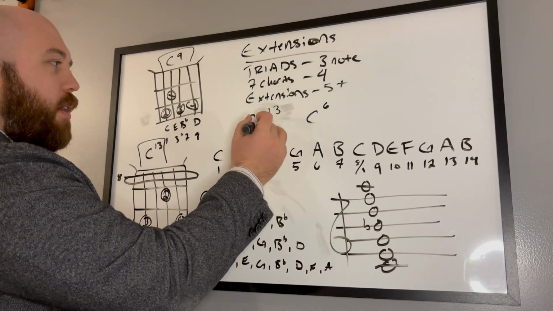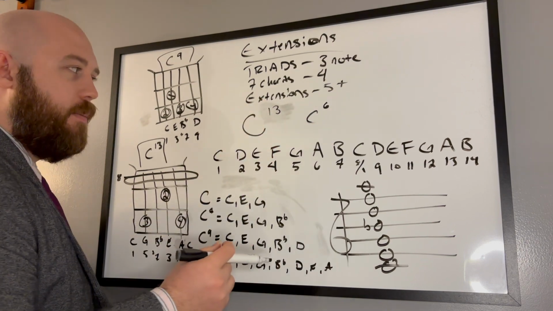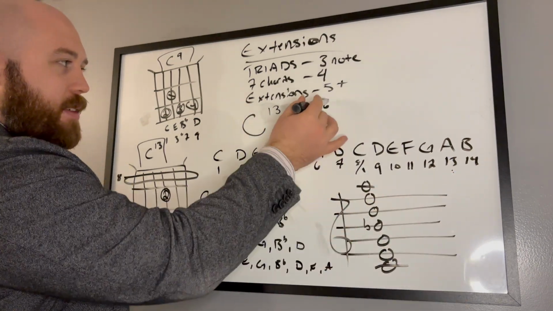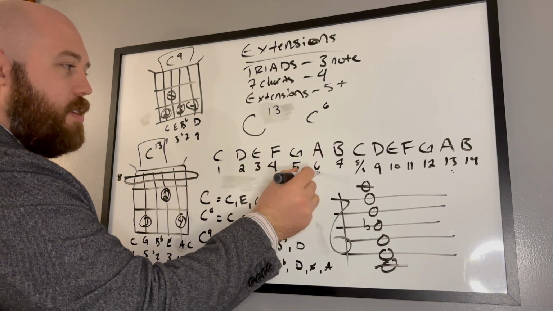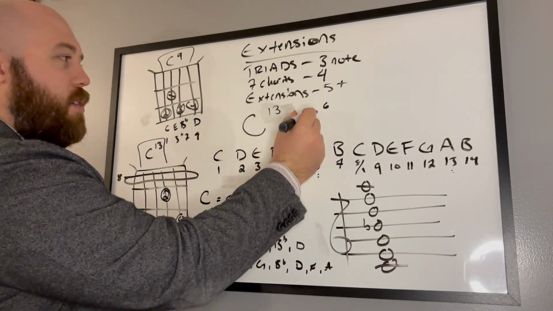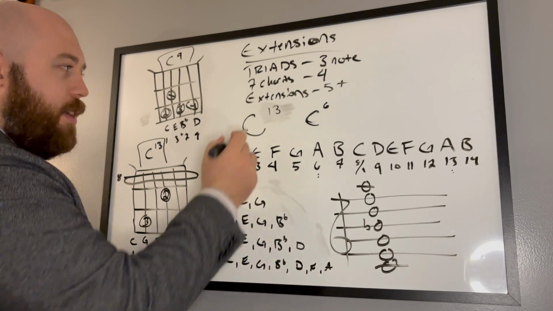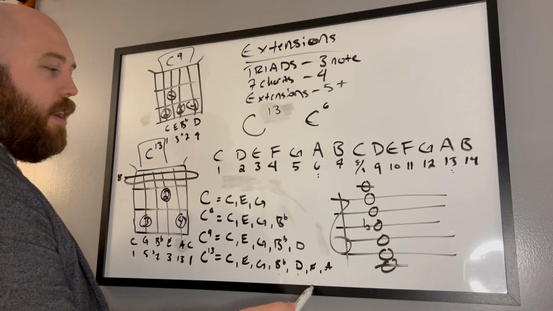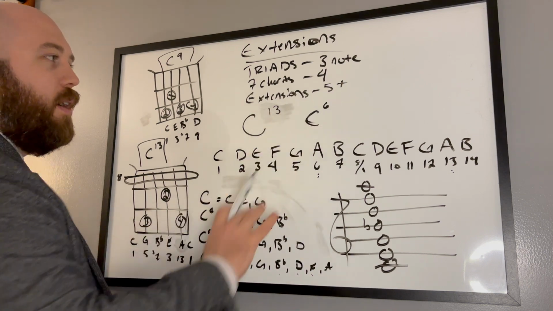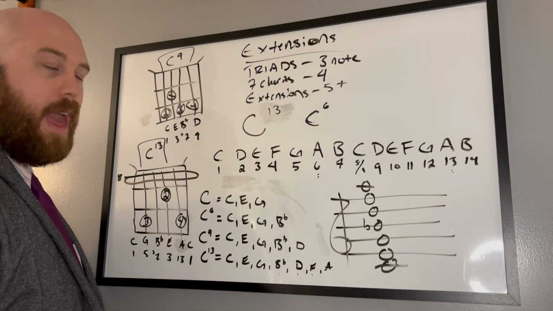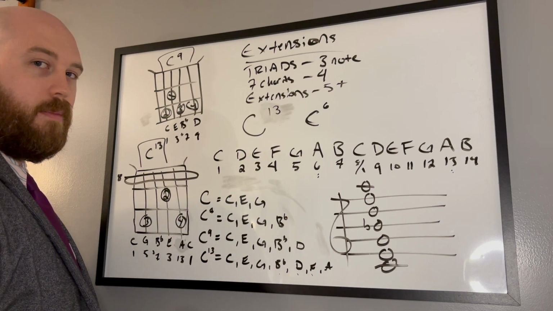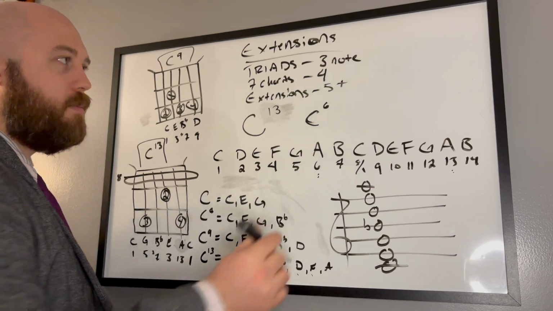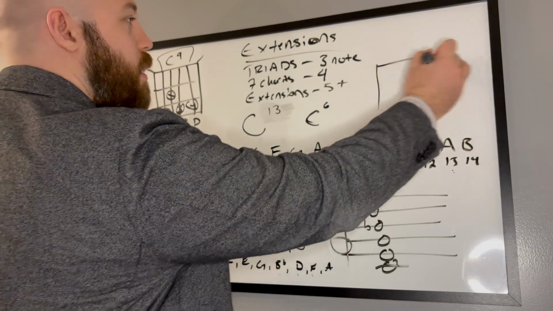So, for example, a 13 in the key of C is an A. A 6 in the key of C is an A. What's the difference between these two? This one assumes the flat 7, the 9, the 11. This one is just adding the A. And it doesn't need to be on top either. So how would you play that here?